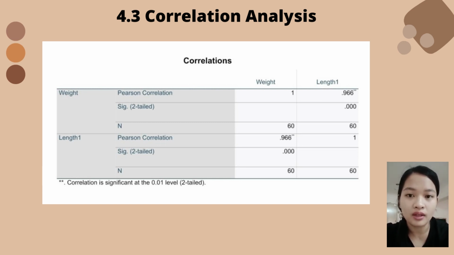Based on the table above, SPSS has been used to determine the correlation for the selected variables, which are weight and length 1. Based on the results of the correlation analysis, we determine that there is somewhat a strong relationship between the variables.